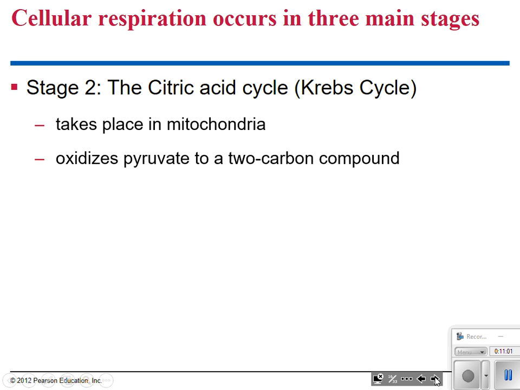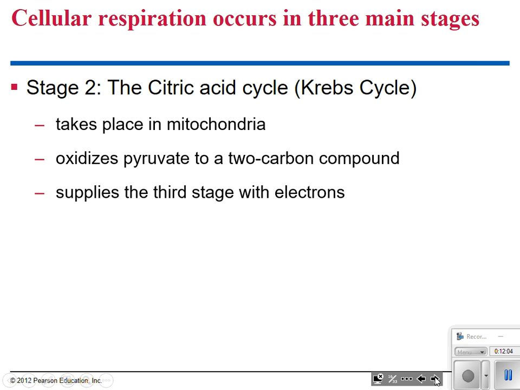It oxidizes pyruvate to a 2-carbon compound. So it takes the pyruvate, which was the 3-carbon compound that we made during glycolysis, and it oxidizes that into a 2-carbon compound. As it does that, it supplies the 3rd stage with electrons. So in the citric acid cycle, we are changing the pyruvate into a 2-carbon compound, and it is giving us electrons for the 3rd stage of the process.